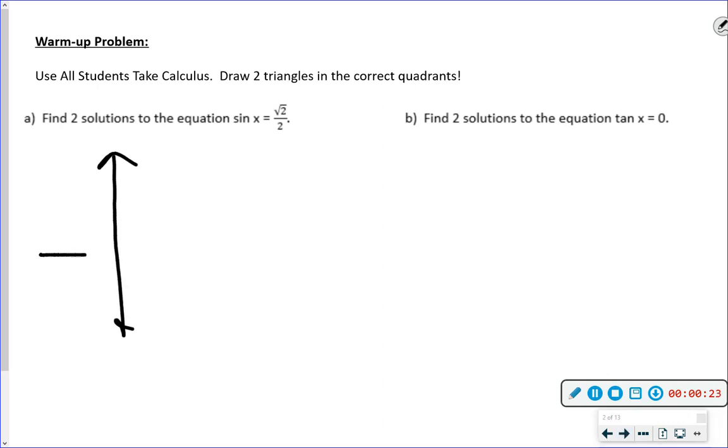The key is which quadrants. All right, so remember, it gives you the little hint. Use your All Students Take Calculus. And remember, that's telling you where the functions are positive. Everything's positive in 1, sine is positive in 2, tan in 3, cos in 4. Now, we have, of course, sine being positive. So sine's positive in 1 and, of course, 2. So that's where I'm going to draw.